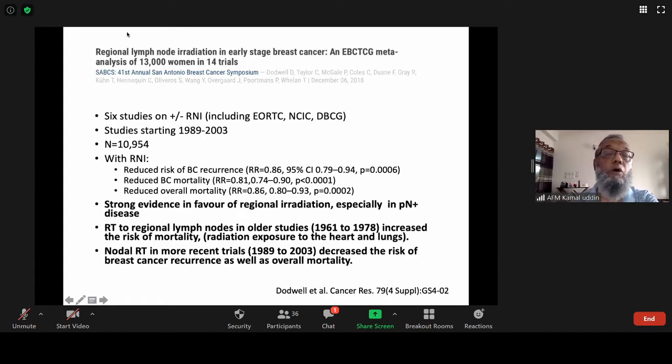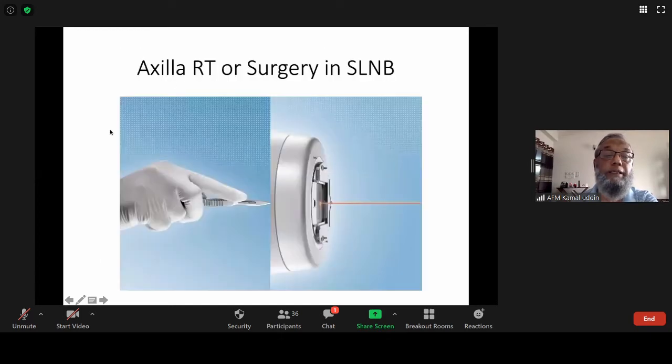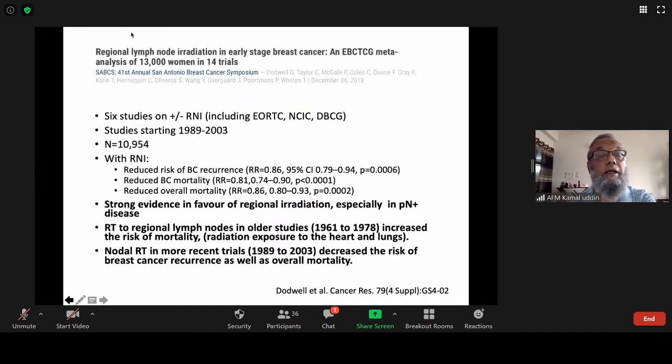So if you take all these trials together, at the San Antonio breast cancer meeting, they made a presentation of the 6 studies on RNI, EORTC, NCIC, and DBCG, and they have shown that there is strong evidence in favor of regional nodal irradiation, especially when it is pathologically node positive. And radiotherapy to the regional nodes in older studies increased the risk of mortality, maybe due to the radiation exposure to the heart and lung. But in more recent trials, it decreases the risk of breast cancer recurrence as well as overall mortality, maybe due to the better techniques.